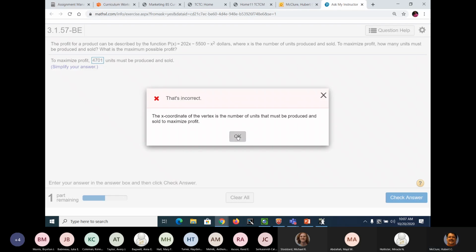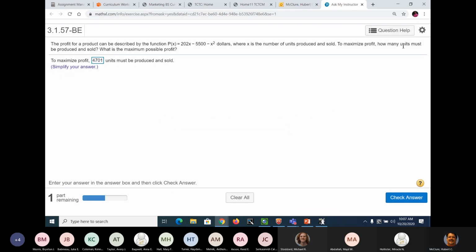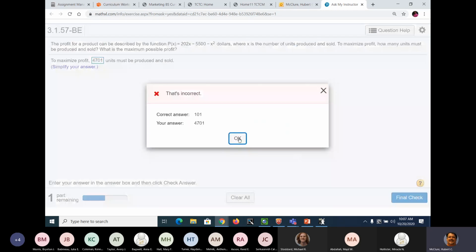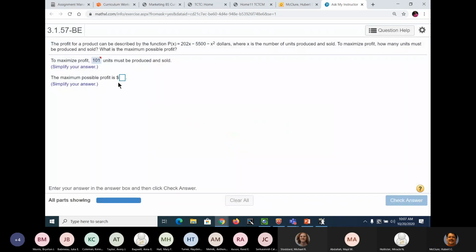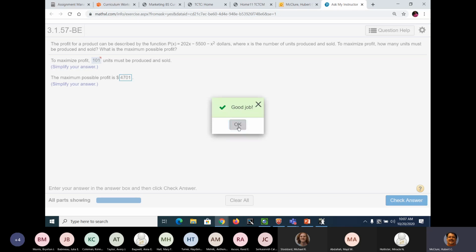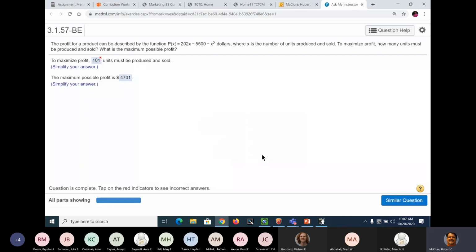Okay. Let's see what they got. They might have rounded. I don't know. Oh, they wanted the X. I'm sorry. And the output would be 4701. All right, so there's the vertex, and that's it. That's a good test question. Calculator drill. This is a good test question. Next.